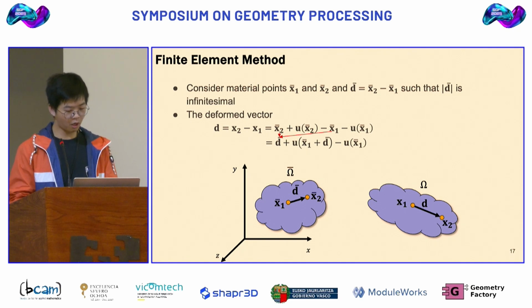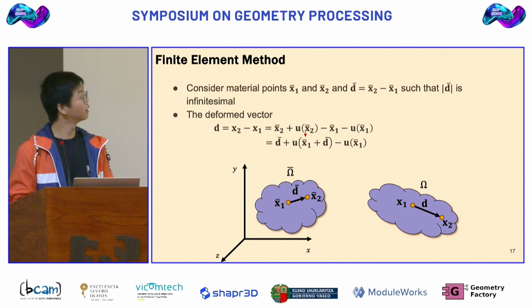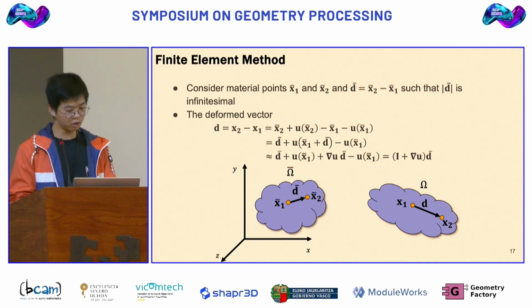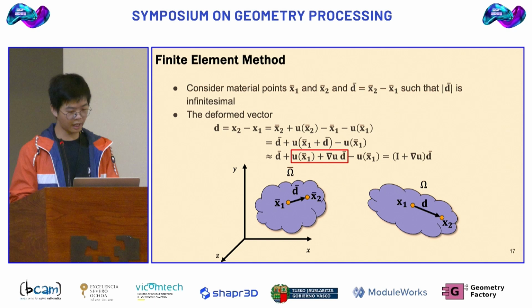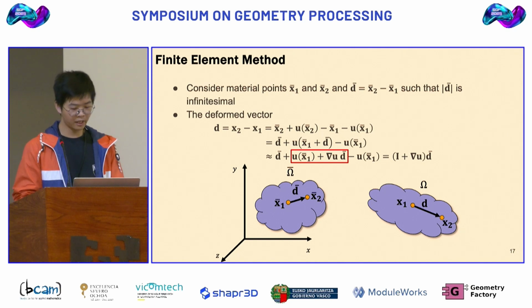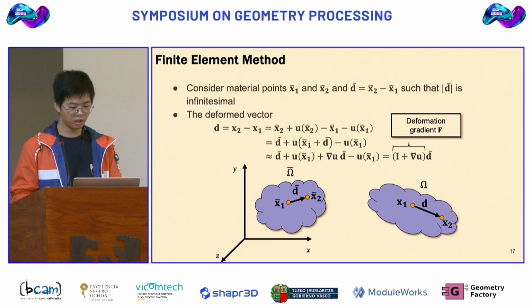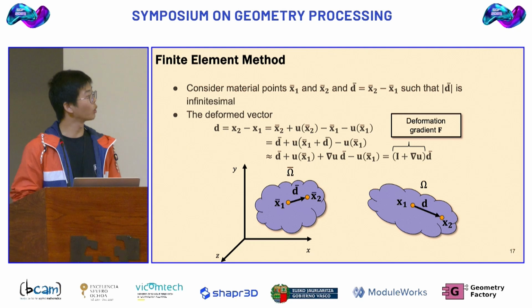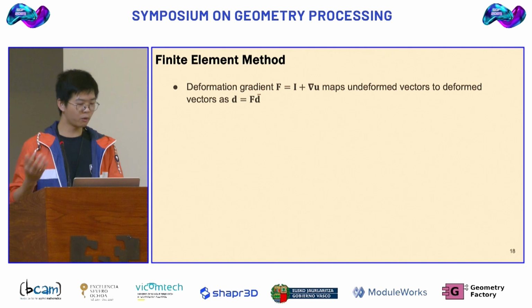And the displacement of x2 bar can be represented at the position of x1. So we get the following form. Then with the Taylor expansion, we can approximate the above term by the bottom one, and finally we arrive at this form. And here this I plus the gradient of the displacement u is called the deformation gradient. And this deformation gradient basically maps from the undeformed vector to the deformed vector.